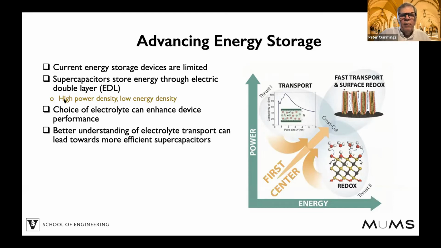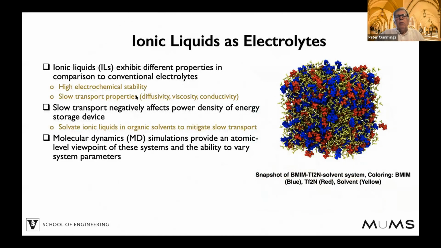They have a high power density because the charging and discharging of these can happen extremely rapidly, but typically lower energy density than batteries. And so what we're trying to do is improve the energy density whilst not losing the power density. One of the electrolytes that are being used in modern supercapacitors is ionic liquids, because they have high electrochemical stability. They're stable up to about 4 volts, but they can have slow transport properties.